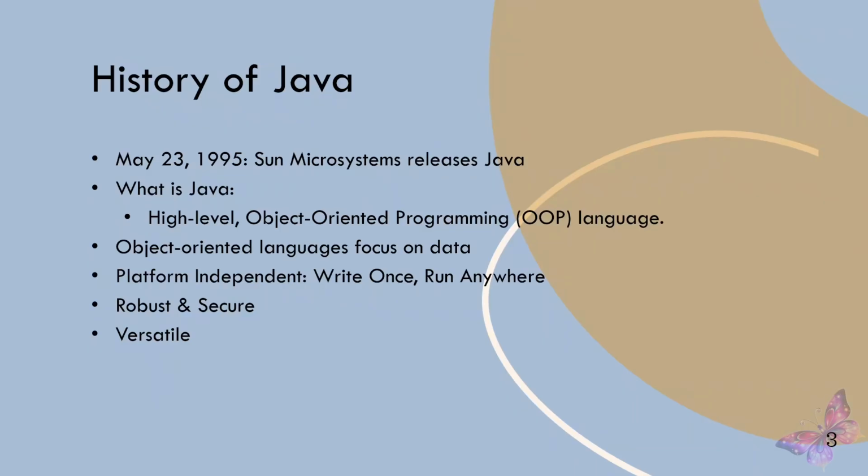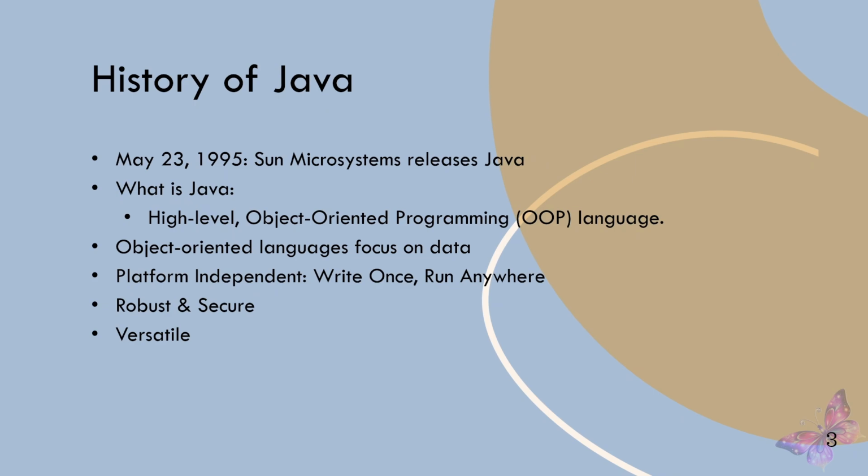On May 23rd, 1995, Sun Microsystems released Java. So what is Java? Java is a high-level object-oriented programming language. Object-oriented languages are focused on data, and Java is also platform independent. That means you write once and run anywhere.